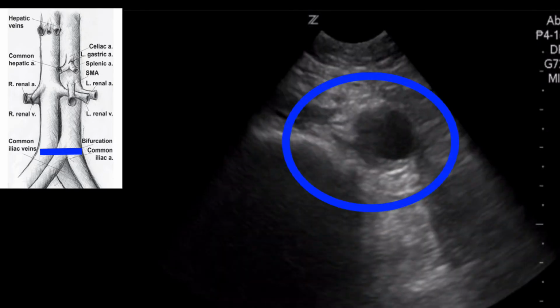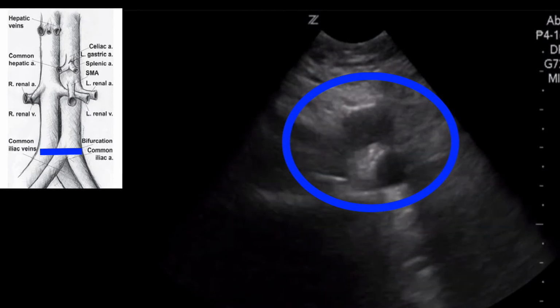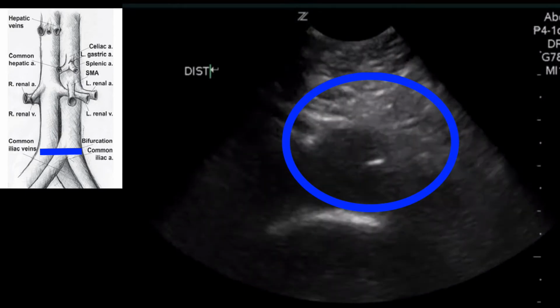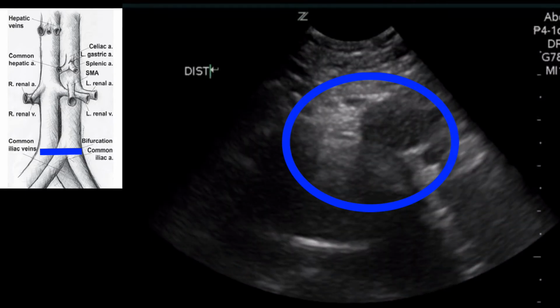Aneurysms are common here as well as isolated aneurysms to the iliac vessels. Measure the distal aorta, and if you can, measure the iliac arteries as well. The iliac artery diameter should be about half the diameter of the distal aorta.